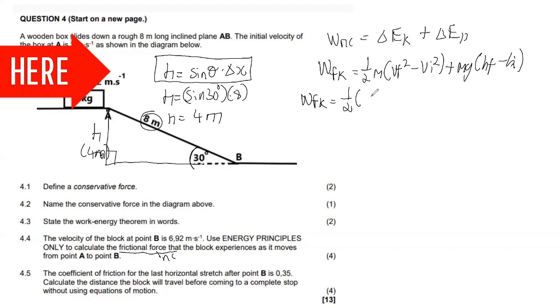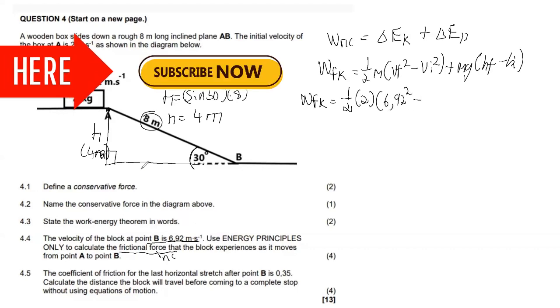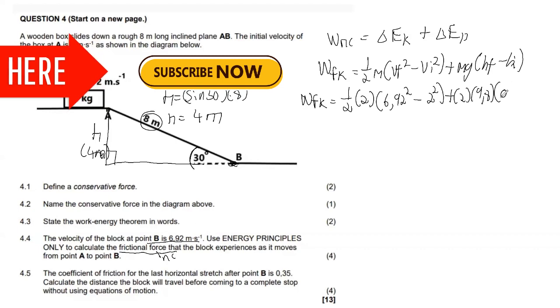Our mass is 2 kg, and our final velocity at point B we've been told is 6.92 meters per second, so 6.92 squared. And our initial velocity at point A is just 2 meters per second. Then we have our mass again, 2, multiplied by 9.8. Our final height, when it reaches point B, will be 0 because that's on the ground. And then the initial height is the one that we just calculated, it's 4, right? So please do not make the mistake of substituting your height as the displacement there. It is not the same thing.